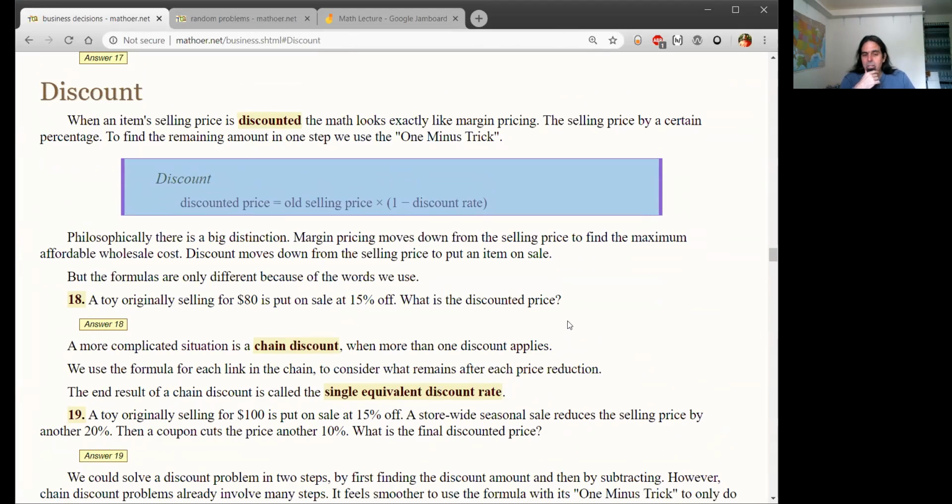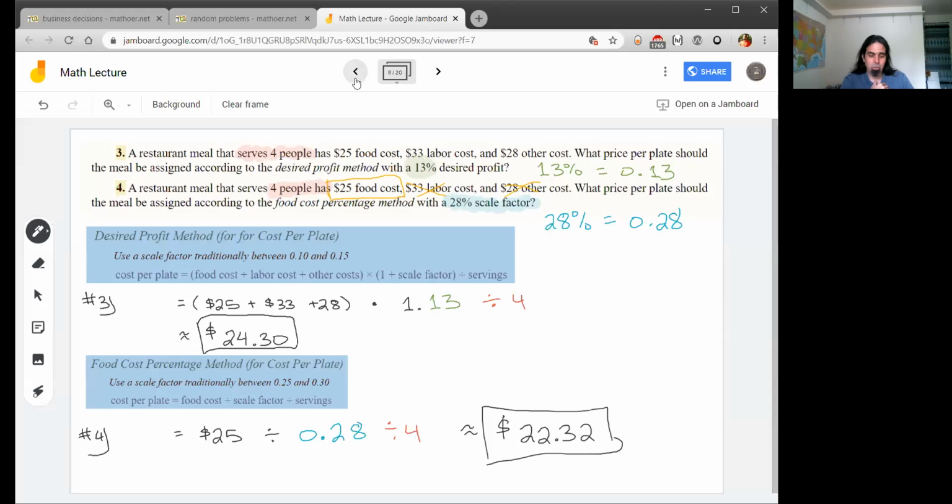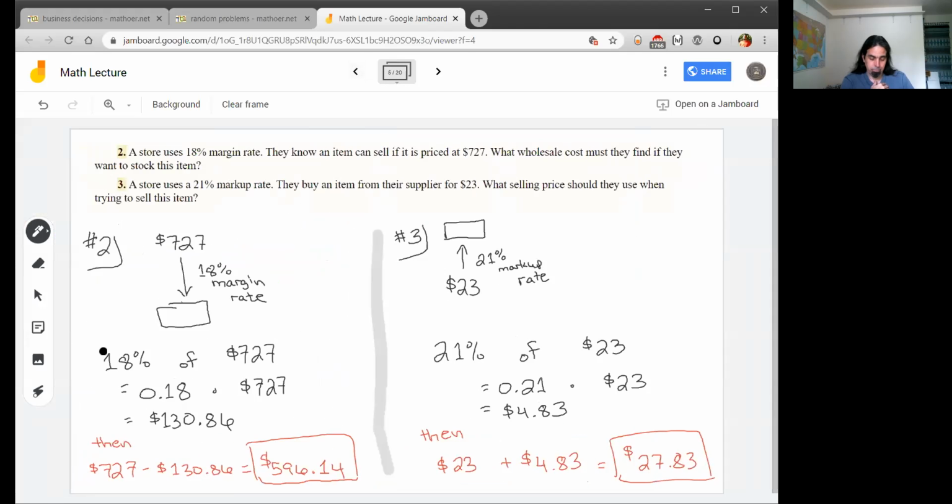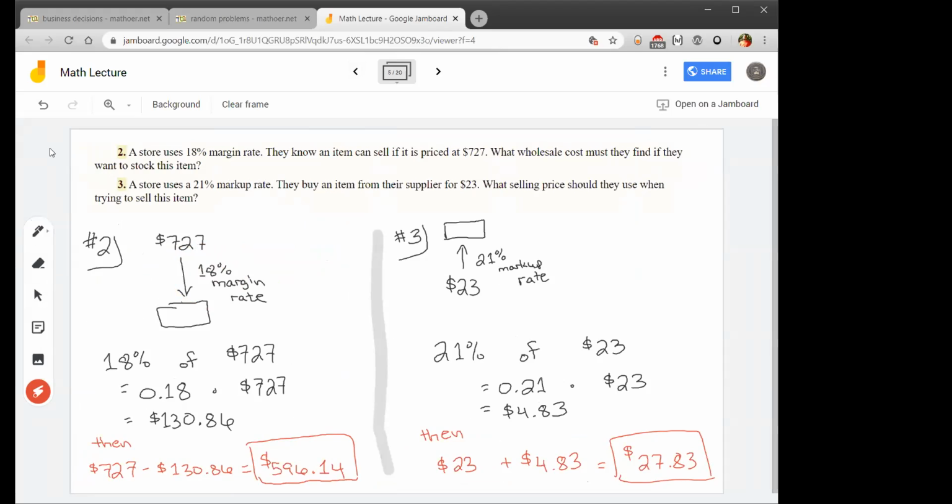So when an item's selling price is discounted, then this looks exactly like the margin pricing. We go down by a certain percentage. We can use the 1 minus trick, or we could just subtract. Similar to here, if we wanted on this problem, we could have just multiplied the 727 by 0.82, and we would get there in 1 step. Does that make sense, or should I write it out? Okay, I get that. You get that?